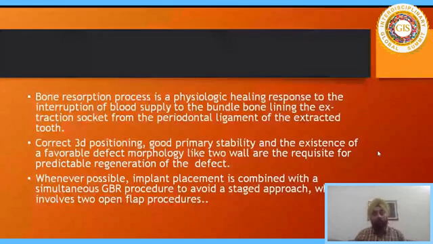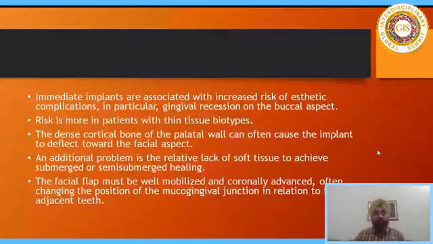Immediate implants are always associated with increased risk of aesthetic complications, in particular gingival recession on the buccal aspect. This risk is more enhanced in patients with thin tissue biotypes. The dense cortical bone of the palatal wall can often cause the implant to deflect towards the facial aspect. An additional problem is also the relative lack of soft tissue to achieve submerged or semi-submerged healing. The facial flap has to be well mobilized and coronally advanced, often changing the position of the mucogingival junction in relation to the adjacent teeth. So these are some of the problems faced during immediate implants, especially in the anterior region.